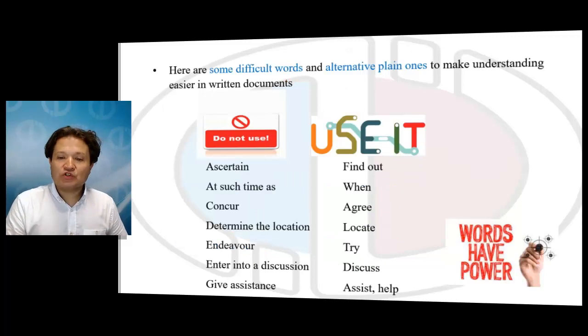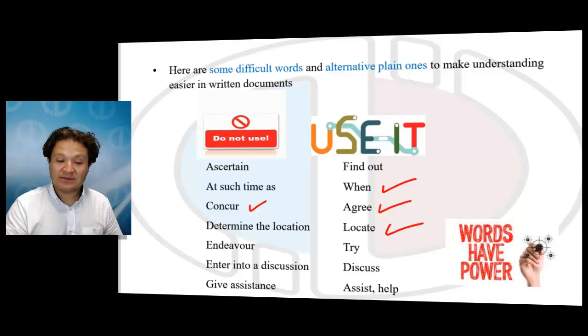Here are some difficult words and alternative plain ones to make understanding easier in written documents. Ascertain is difficult to understand, however you can say find out instead of saying ascertain. At such time as is difficult, but when is very simple and very common. Concur is not known by everybody, but agree is simpler. Determine the location, you can easily say locate.